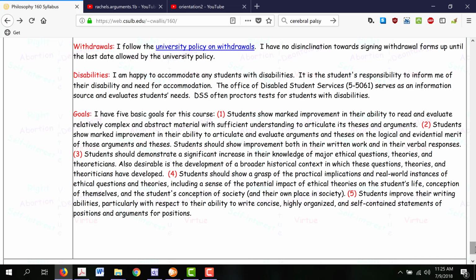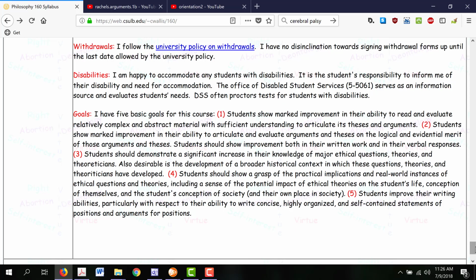So our ability to give reasons, to evaluate reasons, to engage in constructive dialogue with other people about substantive issues is an important skill. It's a skill you need in school. It's a skill you need in life. The better you are at it, the better your life will be, basically. And so I'm hoping that students, as a result of this class, will show an improvement both in their written and also in their verbal abilities in this regard.